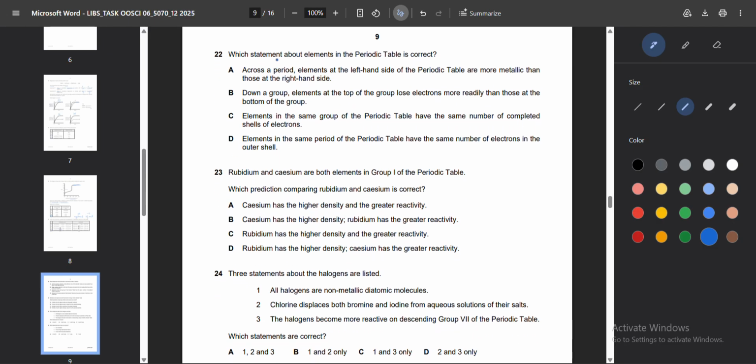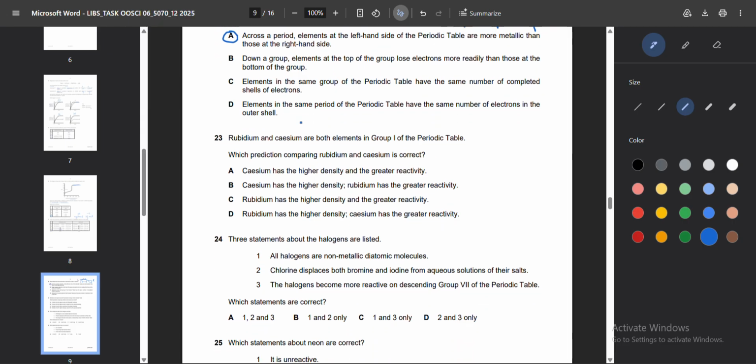Number 22. Which statement about elements in the periodic table is correct? A. Across a period, elements at the left side of the periodic table are more metallic than those at the right side. Yes, this is correct, because this is the periodic table. This is the right hand side, this is the left hand side, and we have metals over here. And in this corner, on the right side, we have non-metals.